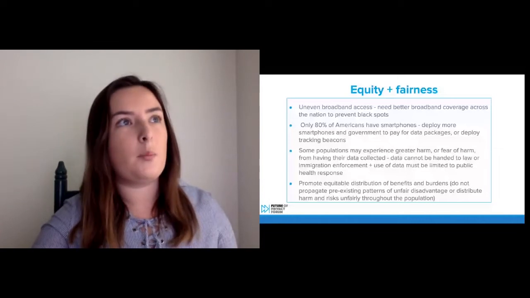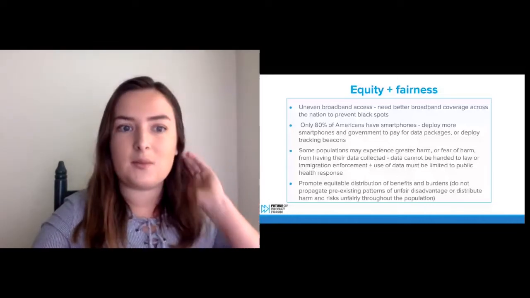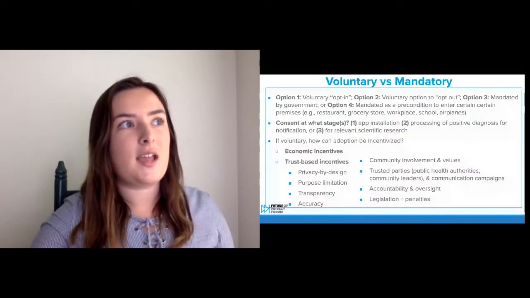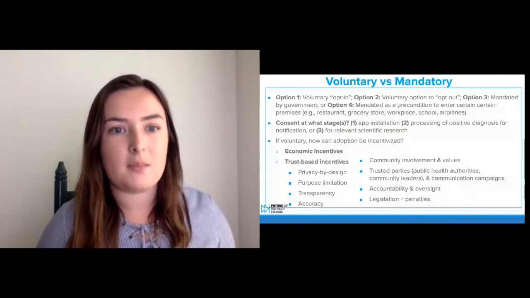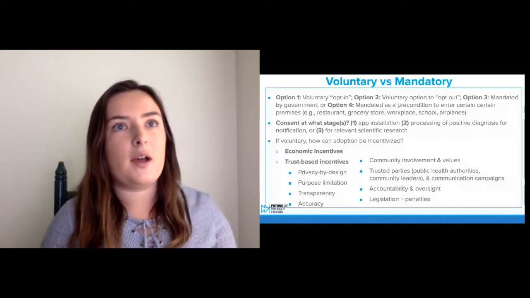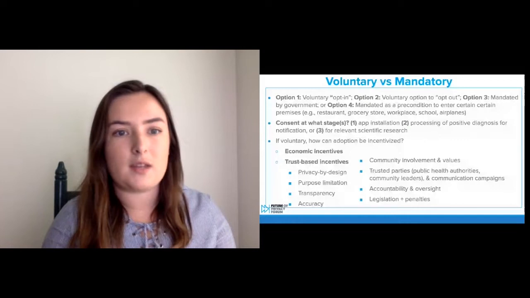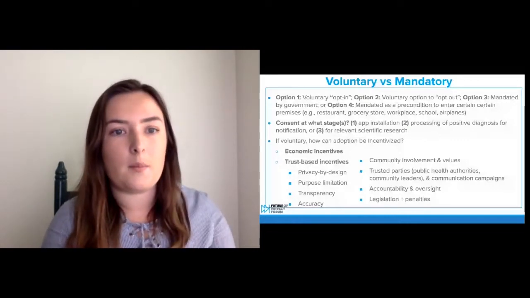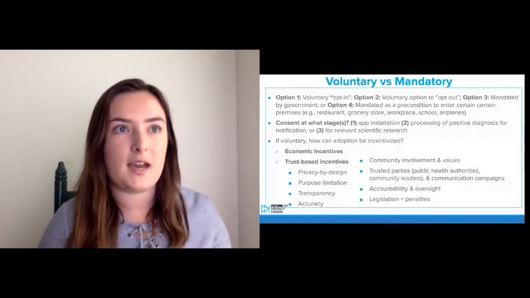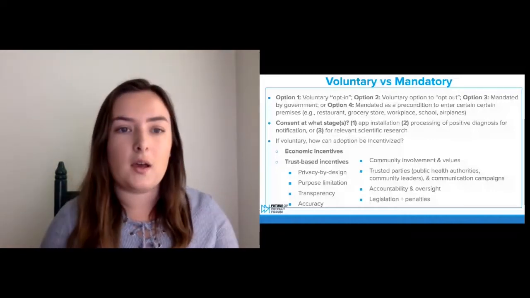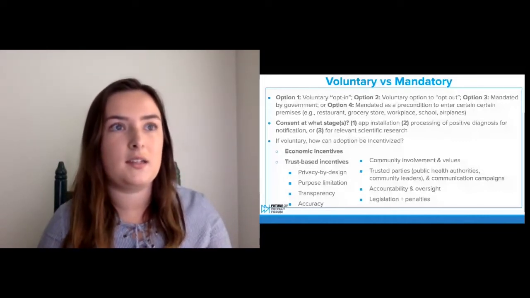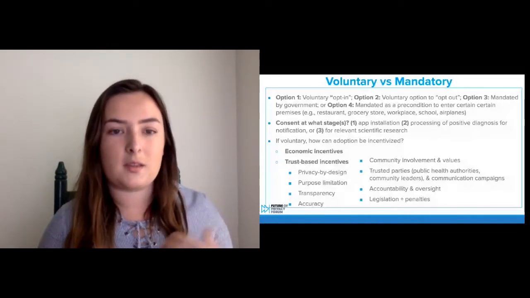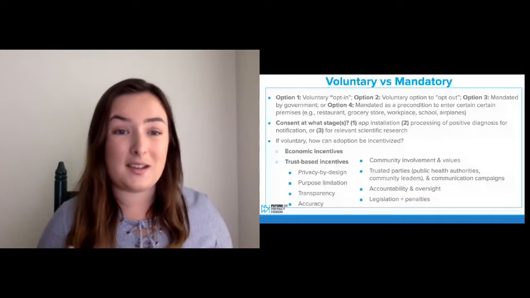Now, I wanted to pause on voluntary versus mandatory, but I really don't want to take too much time from Dan. But just to say that there are lots of different ways that these apps can be encouraged without actually making them mandatory. They could be mandated as a precondition to enter certain premises, which is controversial. There are different stages where consent could be required, such as installation of the app, processing of positive diagnosis. There are economic or trust-based incentives that could be deployed. Economic incentives and mandating apps as a precondition to enter certain premises, though, could be seen as unfair and coercive.